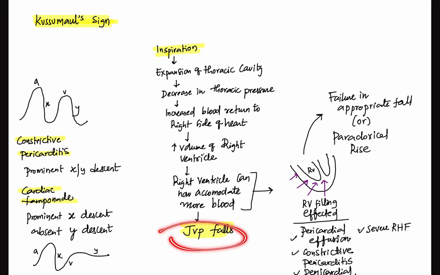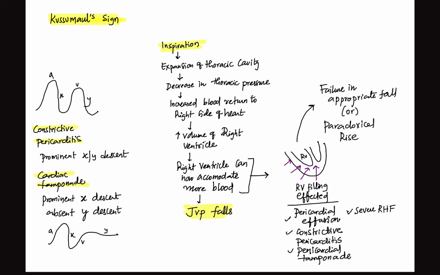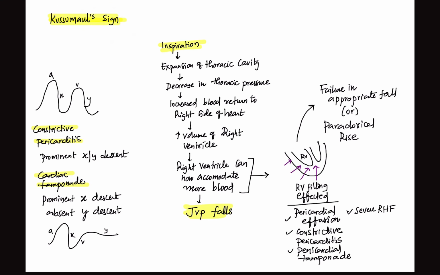Actually, the JVP should fall during inspiration. Instead of that, because right ventricular filling is getting affected in conditions like pericardial effusion, constrictive pericarditis, cardiac tamponade, and severe right heart failure, you will see either failure of the appropriate fall or a paradoxical rise. When you see these conditions, we call this sign Kussmaul sign. What is Kussmaul sign? A paradoxical rise in JVP during inspiration or failure of the appropriate fall in JVP during inspiration. Both are Kussmaul sign. They are seen in two main conditions. One is constrictive pericarditis and the other is cardiac tamponade.